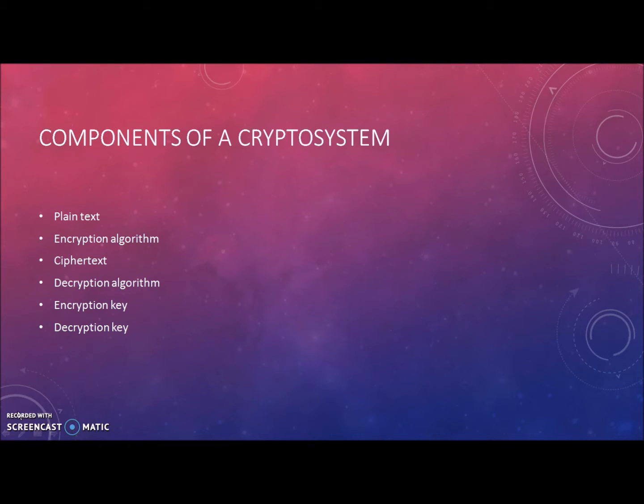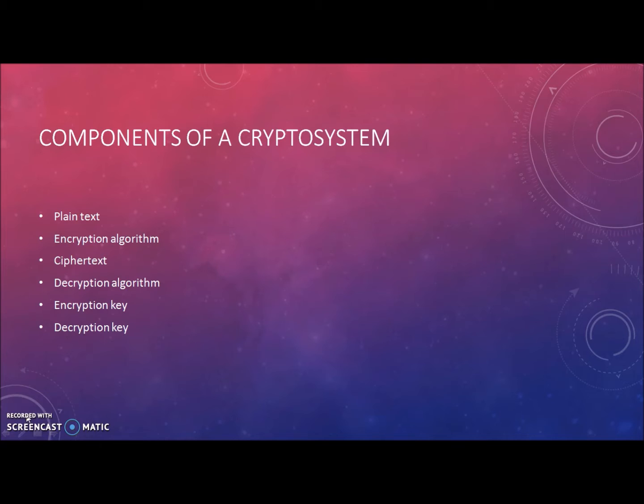The various components of a crypto system are as following. The plain text. It is the data to be protected during transmission. And next comes the encryption algorithm, which is the mathematical process that produces a ciphertext for any given plain text and encryption key. It is the cryptographic algorithm that takes the plain text and an encryption key as input and provides ciphertext. Ciphertext is a scrambled version of plain text produced by the encryption algorithm using a specific encryption key.